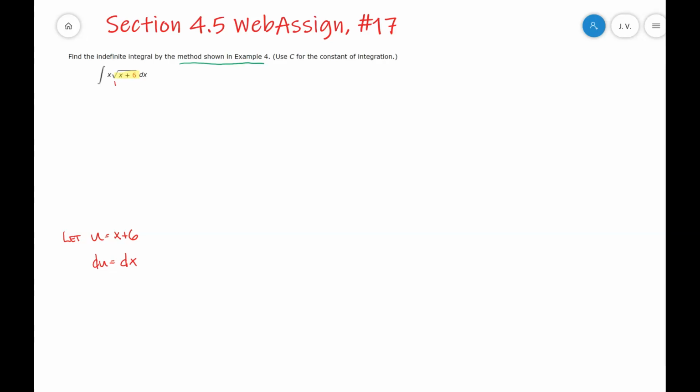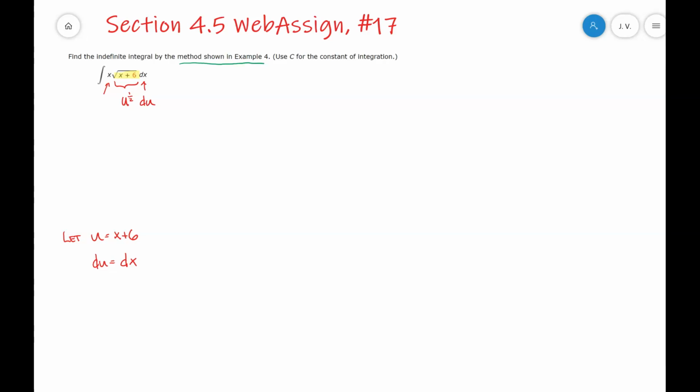Okay, so this piece right here is u to the 1/2. I'm in good shape right there. dx and du are equivalent, so I'm in good shape there. But now I have a problem with this x that's sitting outside here, because I have to restate that in terms of u. I can't leave it as x if I'm going to substitute all the x values out for u values.